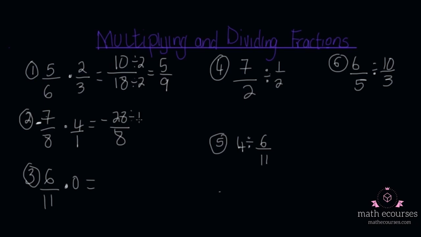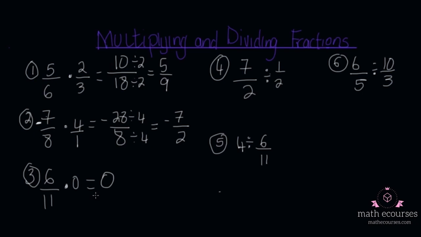And now I can simplify this by 4. Negative 28 divided by 4 is negative 7. 8 divided by 4 is 2. For our third example, I have 6 over 11 times 0. Remember that 0 times anything will always be 0. So I don't even need to worry about working that one out.